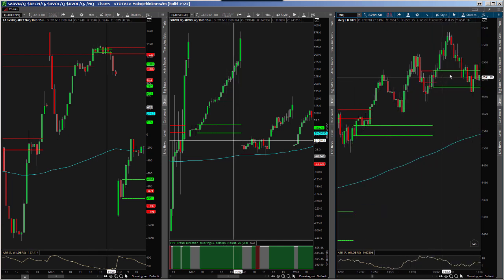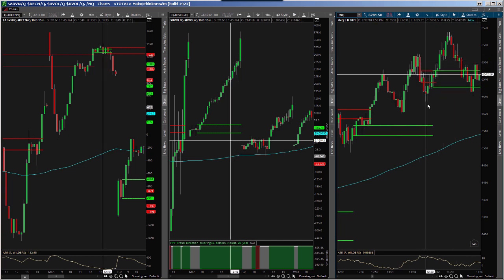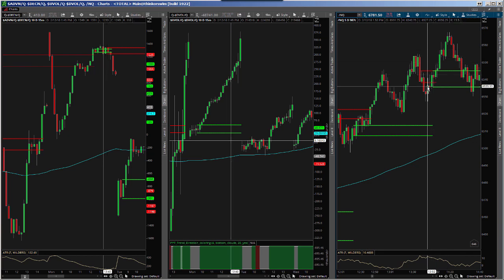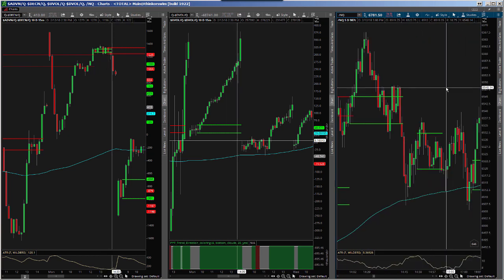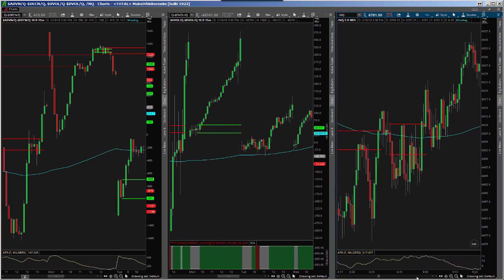And later in the day, we go into a buy zone right in this area. Again, 30 points from here to here, right? So that's Monday. Let's move on. Look at Tuesday.